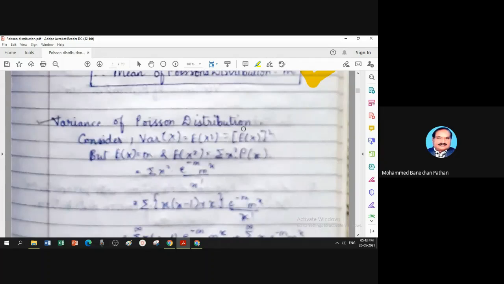Variance of the Poisson distribution. We did all of this in your semester 1 last chapter. Now, where is the difference? Only your function has changed now.